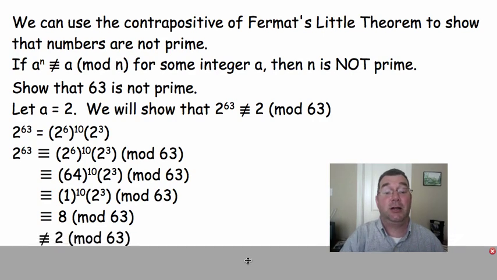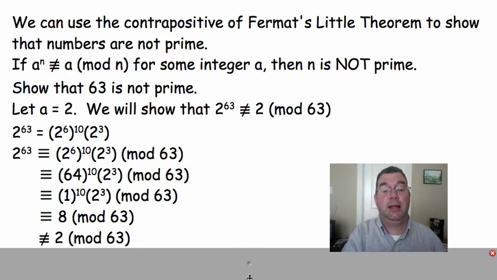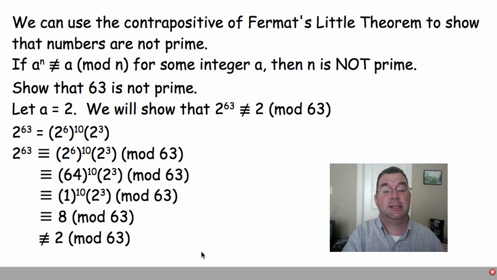So 8 is not congruent to 2 mod 63, so my original 2 to the 63rd is not congruent to 2 mod 63, therefore 63 is not prime. Okay, so that's how you can use the contrapositive to show that numbers are not prime.